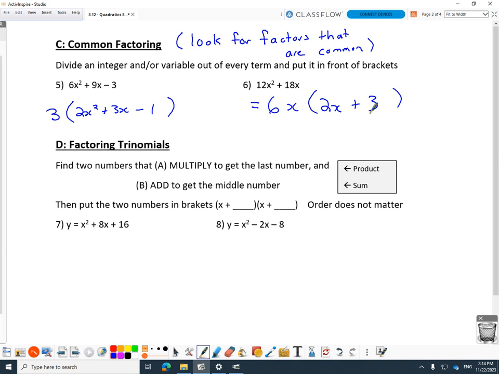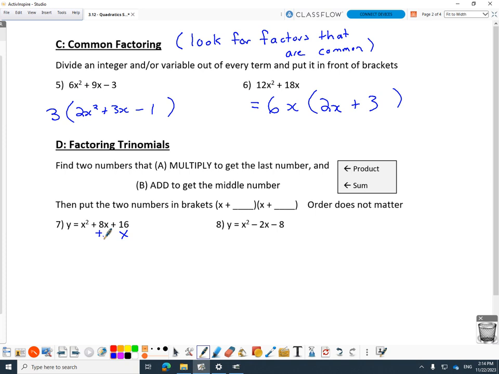Here's what you've got to do. When it's a trinomial, look for numbers that multiply to the last number and add to the middle number. I saw a lot of people write this. Even people who didn't answer the question wrote multiply and add there. They at least had the trigger.